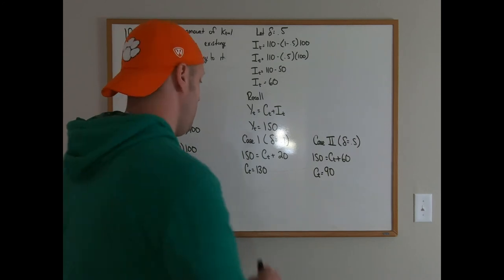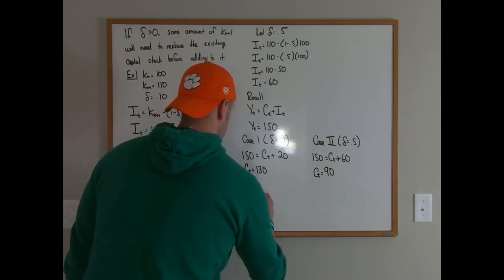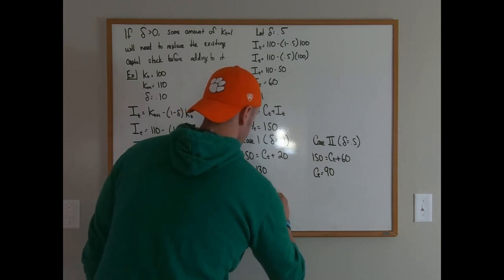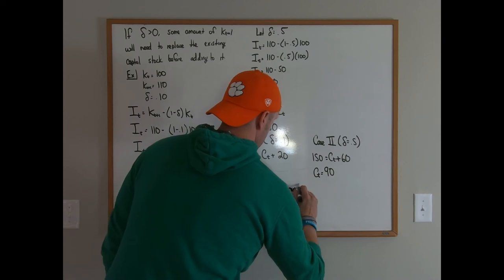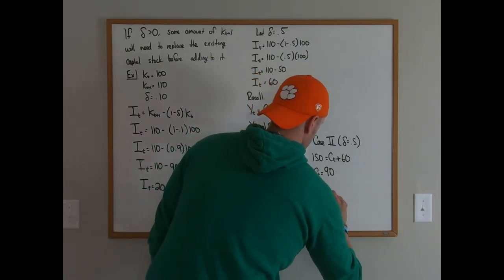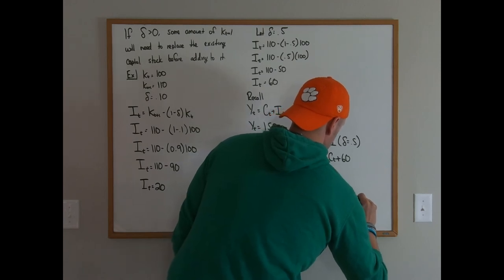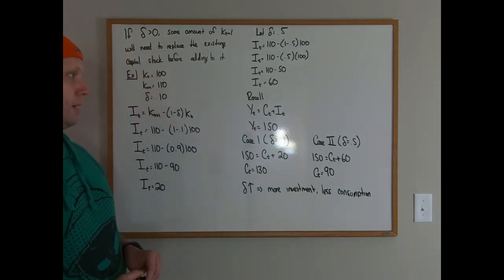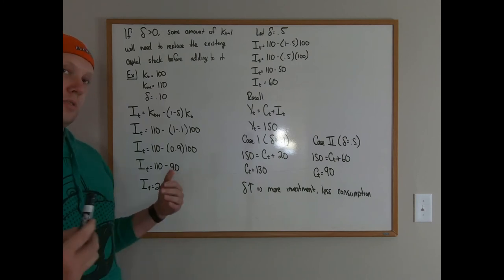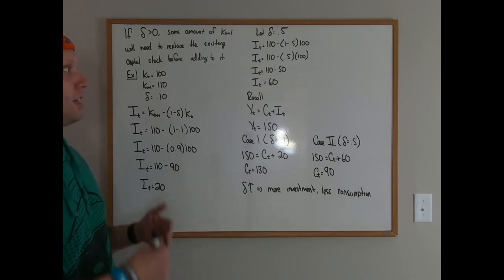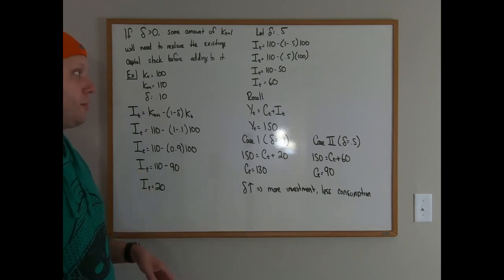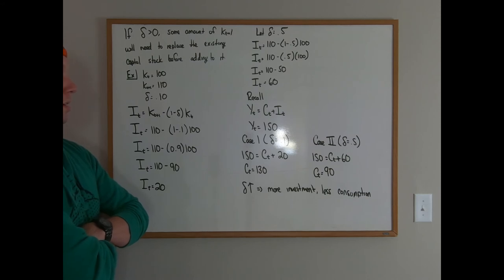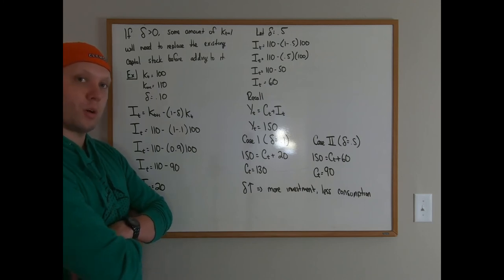So a higher depreciation rate means we need to take some of the output that was going to be spent on consumer goods. We have to purchase fewer consumer goods because we need more investment goods in order just to keep the capital stock where it is, let alone add to it. So a higher rate of depreciation means there's going to be more investment. We need to purchase more capital, which means we can consume fewer consumer goods.